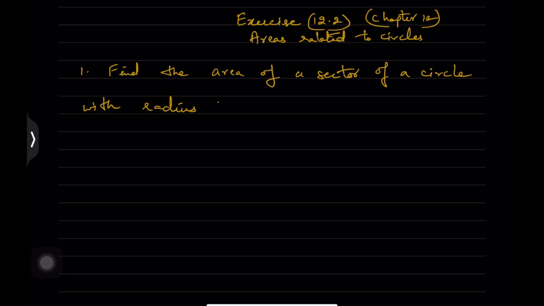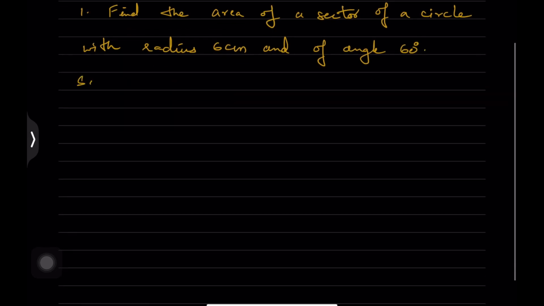In the first one, I gave the concepts in 12.1. Now this will start off with the first problem. The first problem is find the area of a sector of a circle with radius 6 centimeters and of angle 60 degrees. So now what is the solution for this?